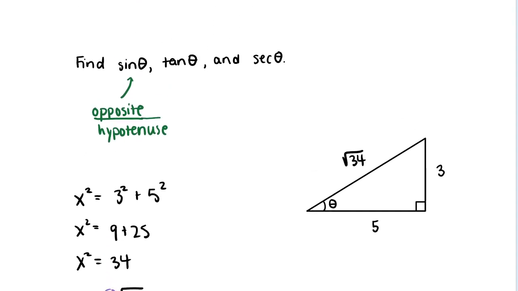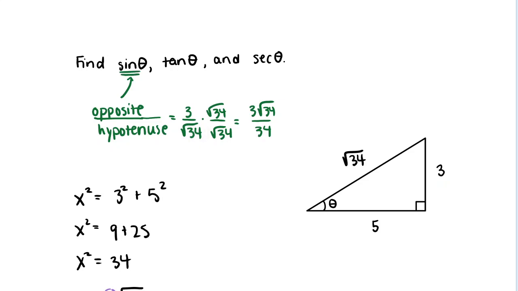So sine of theta: the opposite side to our angle is this side length here, 3, and we're going to divide that by our hypotenuse, the square root of 34. Now let's go ahead and rationalize this denominator. I'm going to multiply by the square root of 34 over the square root of 34 to get 3 square root 34 divided by 34. So that's sine of theta.